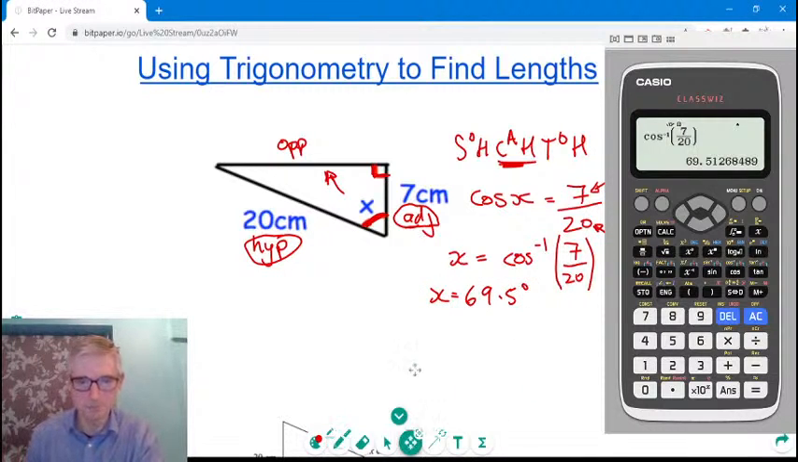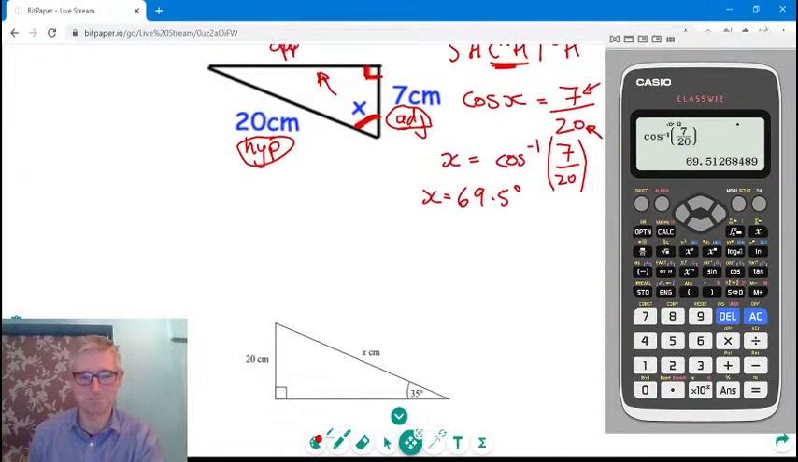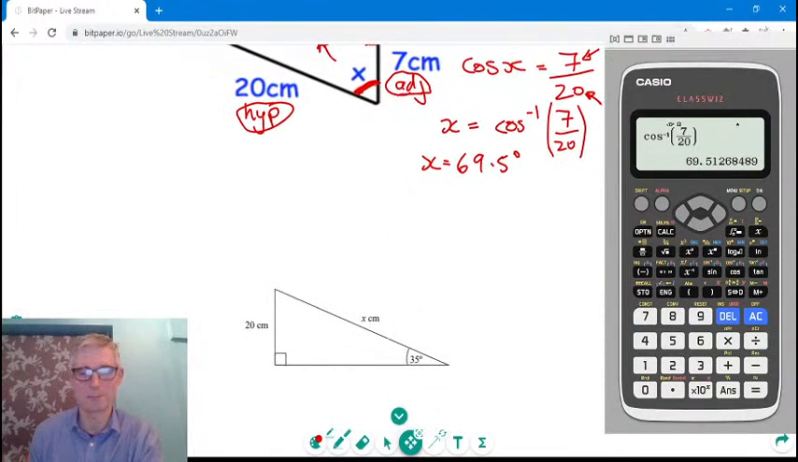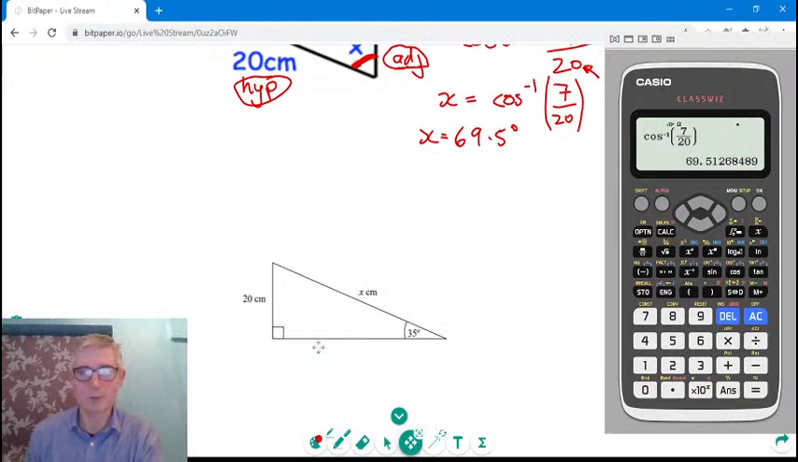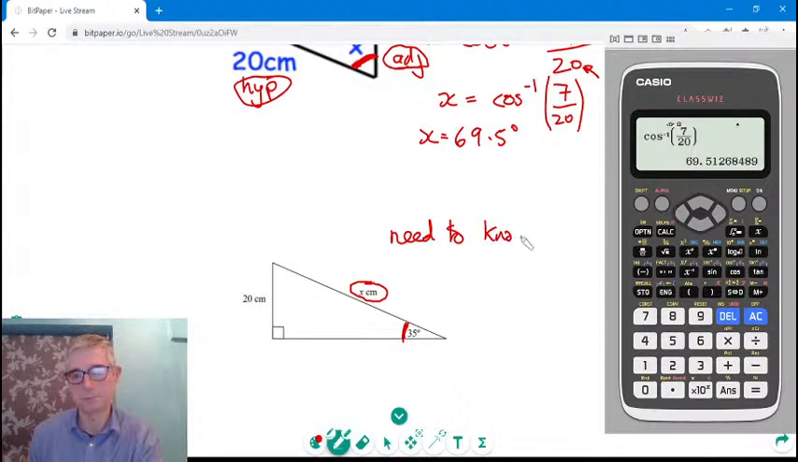Okay, so this time, this is the one I actually meant to do. This one, we are now looking for a length. And we can see that because the length there is labelled as x, and we're given the angle. So in order to use trigonometry to find a length, we need to know the angle, which we do in this case.